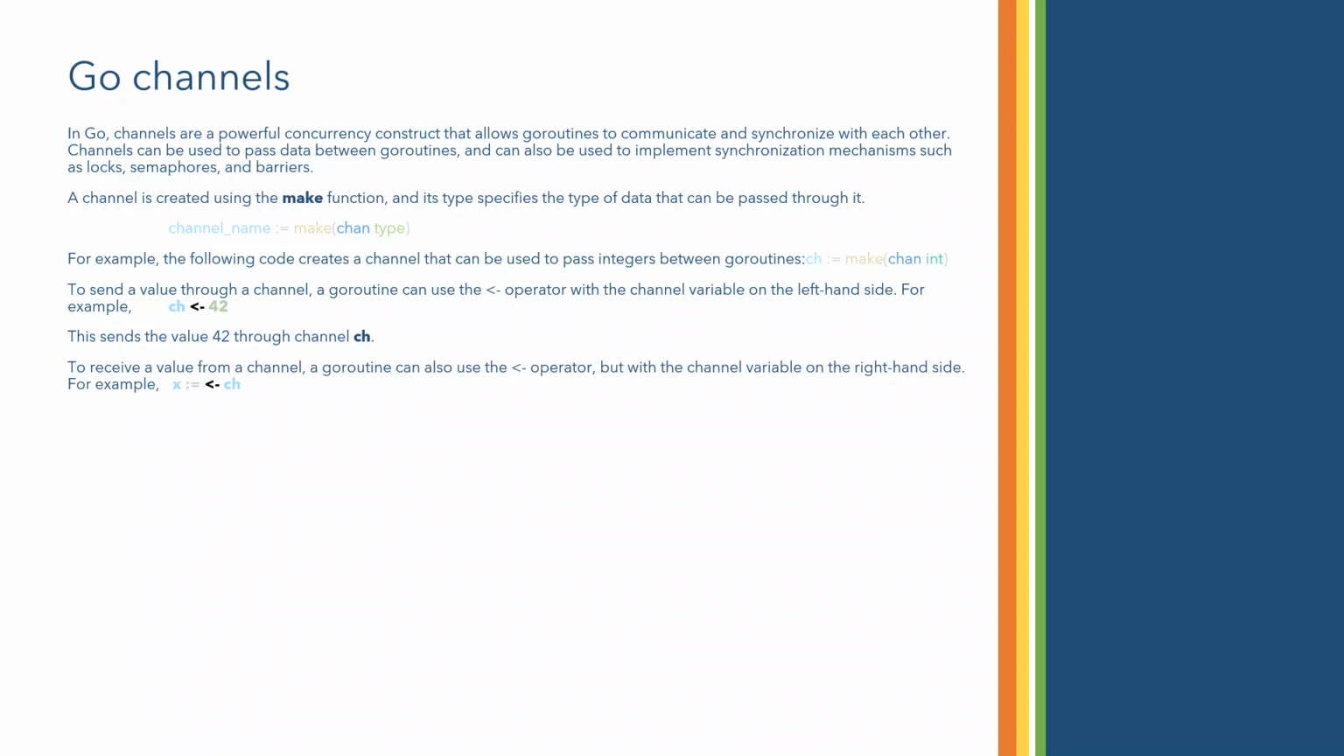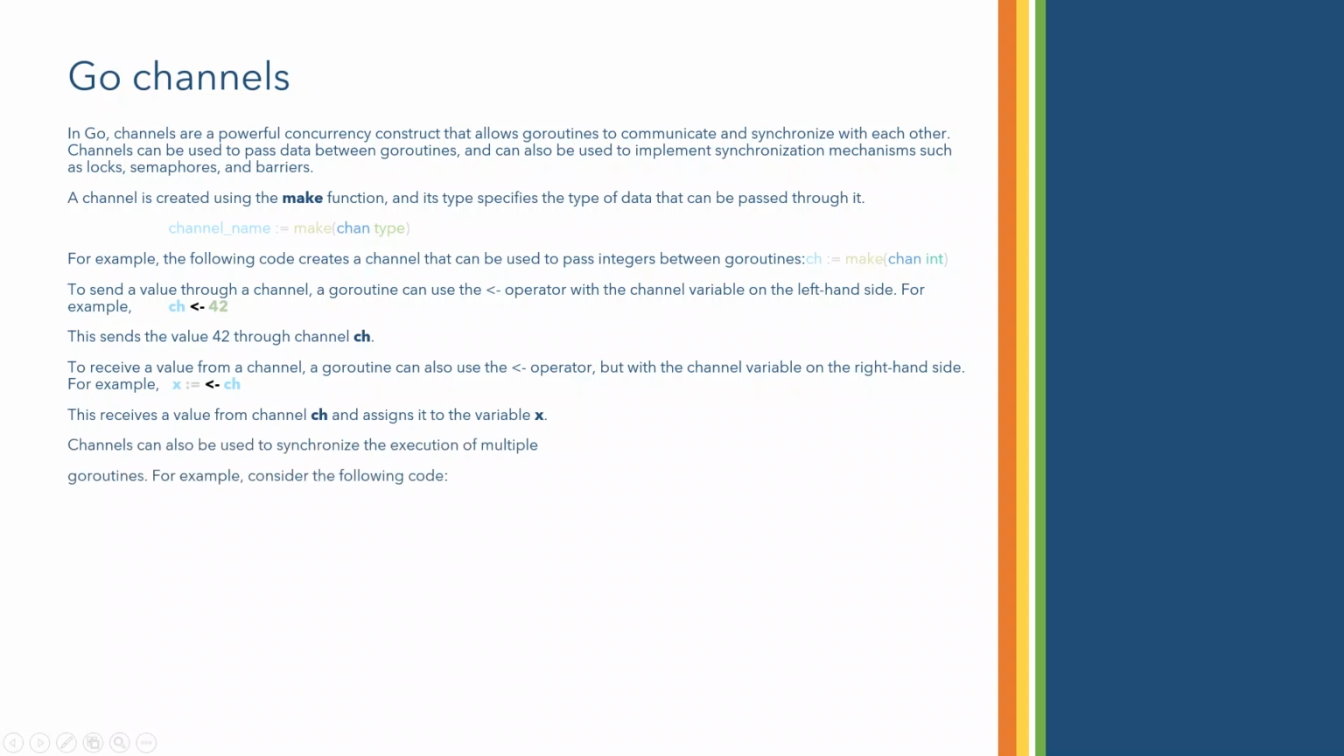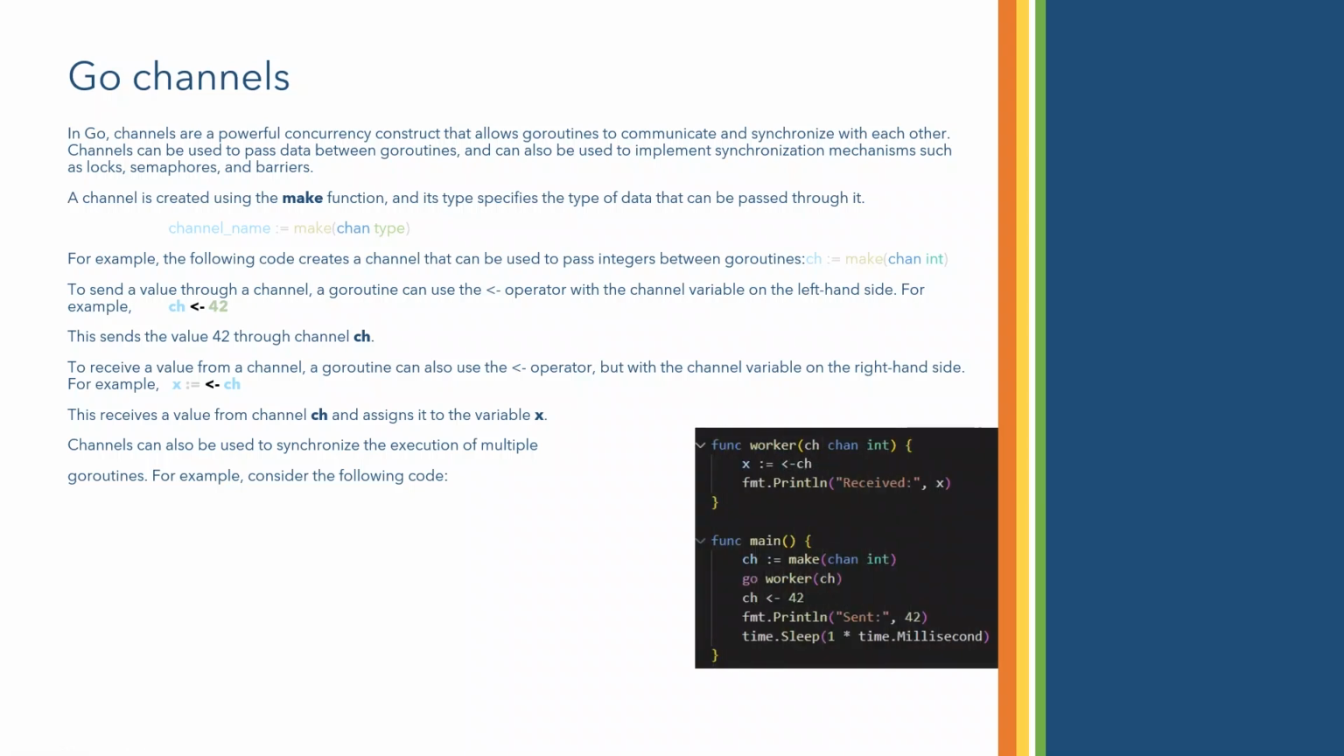To receive a value from the channel, a goroutine can use the same left arrow operator, but with the channel variable on the right side. For example, x equal to left arrow channel. Now it is reading from the channel and the value from ch is assigned to the variable x. Channels can be used to synchronize the execution of multiple goroutines.